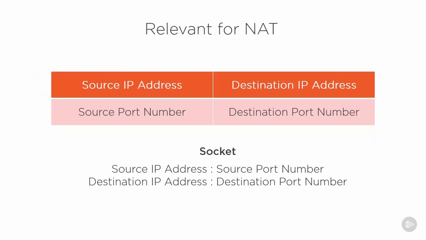What's relevant for NAT here is the source IP address and destination IP address of the packet, and the source and destination port number of the segment. When we put these together, we call them sockets. So we have source IP address colon source port number and destination IP address colon destination port number. So the socket is what we're going to be recording and manipulating and working with when we are doing NAT.